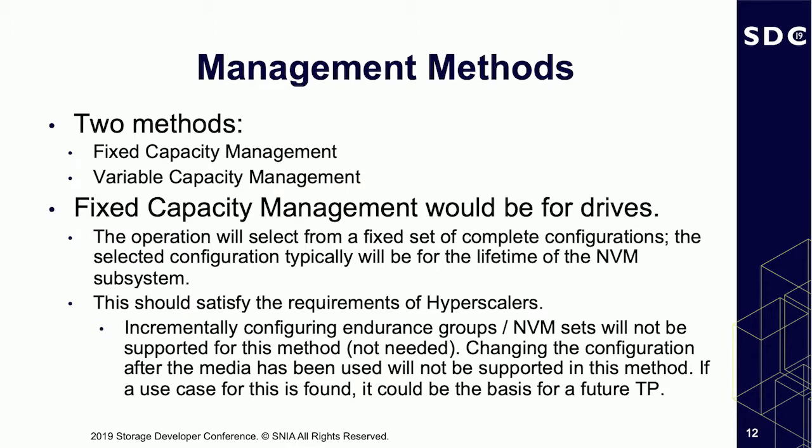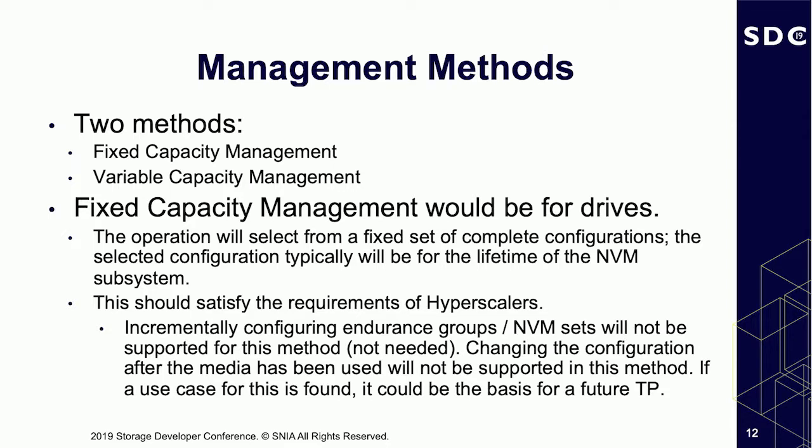Okay, so as you've sort of inferred by now, we have these two methods. The first one we're calling fixed capacity management. That's primarily intended to be used for SSDs. And then what I was just mentioning is variable capacity management. I'll go into variable capacity management pretty much at the end. Okay, so fixed capacity management: what the interface will do is present a number of fixed configurations. Each configuration will specify all the media units on the drive and how they are combined into endurance groups and NVM sets.